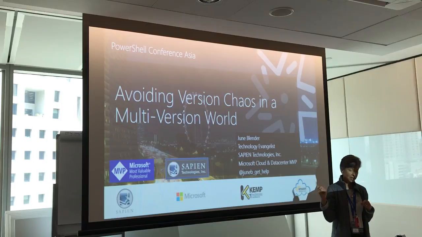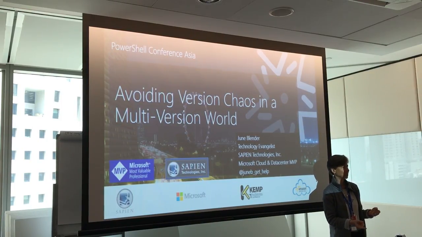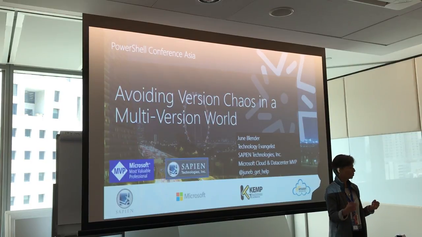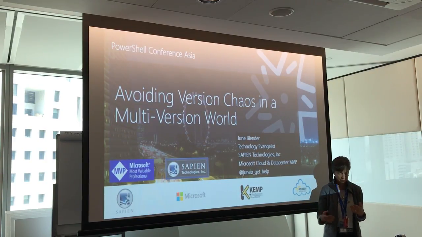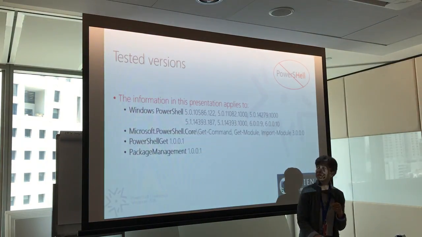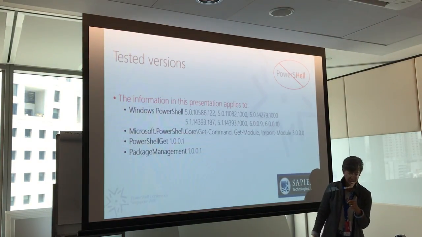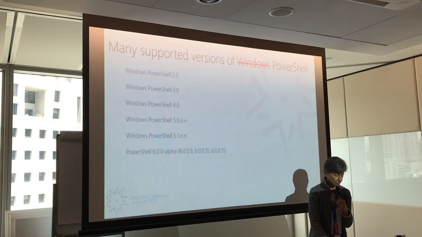So the title of this talk is Avoiding Version Chaos in a Multi-Version World. And it's not avoiding a multi-version world, right? It's just trying to control and understand how to work in a world with multiple versions. We haven't had to do that in PowerShell. So this is the versions on which the code and slides were tested, and everything is up on GitHub.